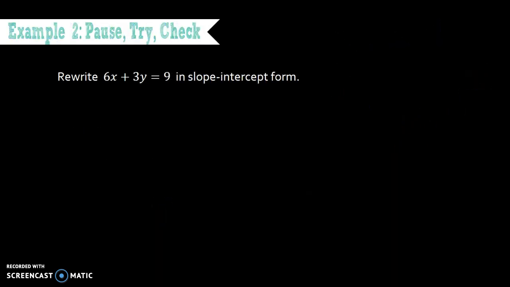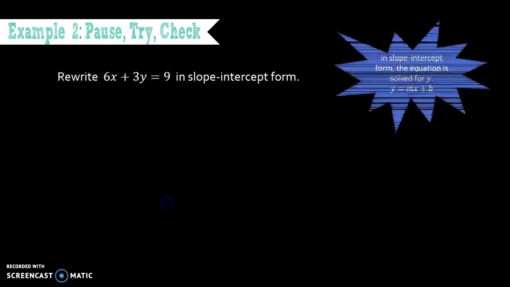Pause and try this one. Rewrite 6x plus 3y equals 9 in slope-intercept form. It's a fancy way of saying you're solving for y. We're going to start with what we're given.